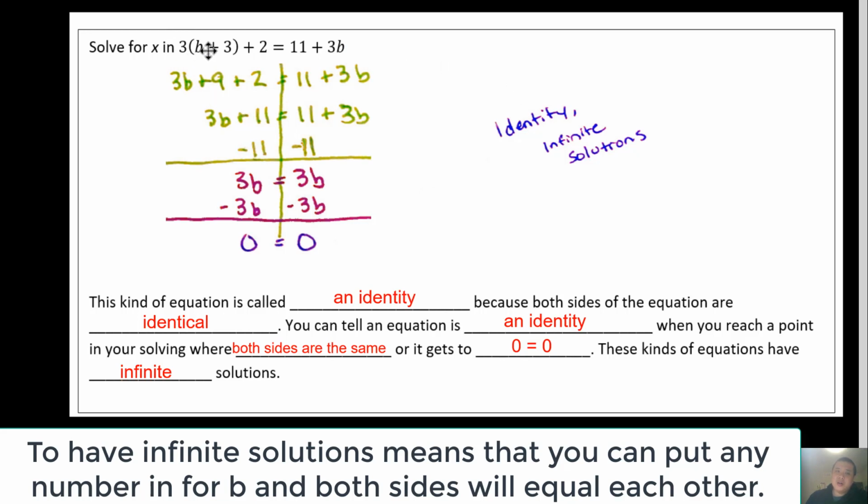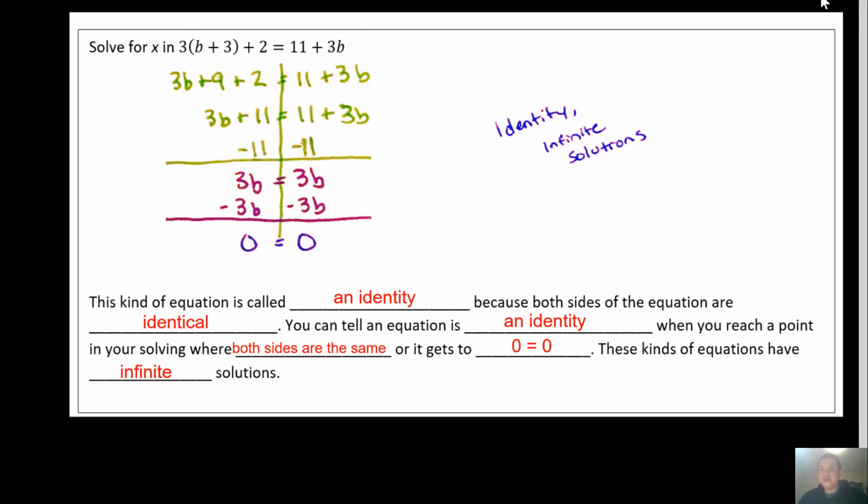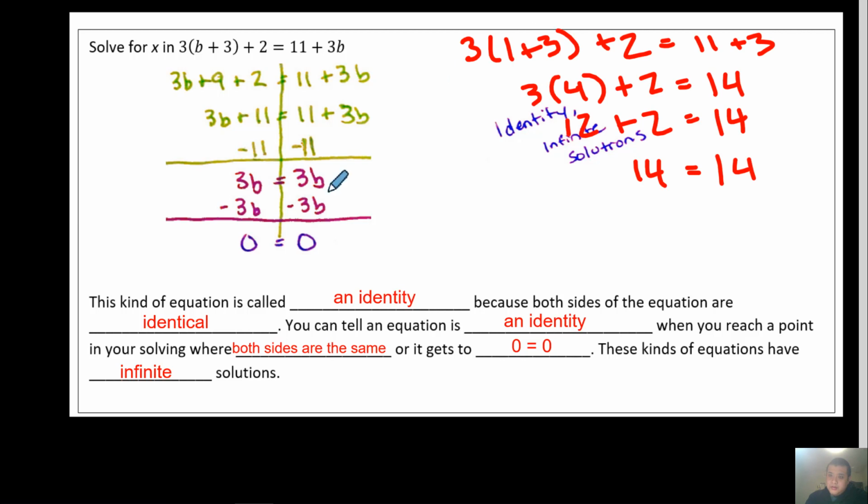So if I put 1 right here, let's try that out. If I put 1 in, we would simplify down and get 14 equals 14, so both sides are equal if b equals 1. If I did 2, I'd get the same thing. If I did 3, I would get the same thing. 4, I get the same thing. It doesn't really matter what number you use, you would end up getting both sides to be equal to each other because both sides are exactly the same. Okay.